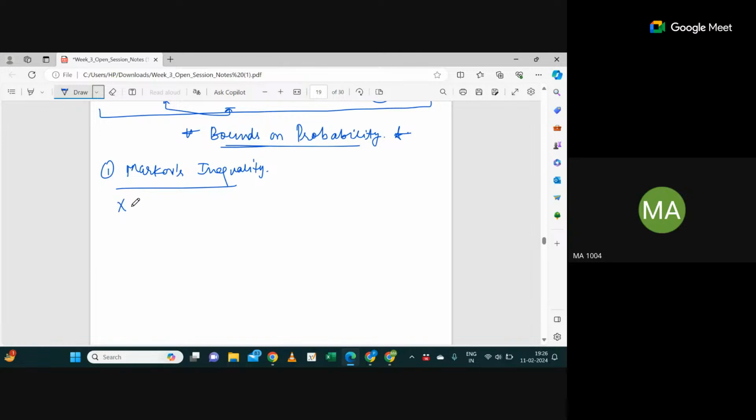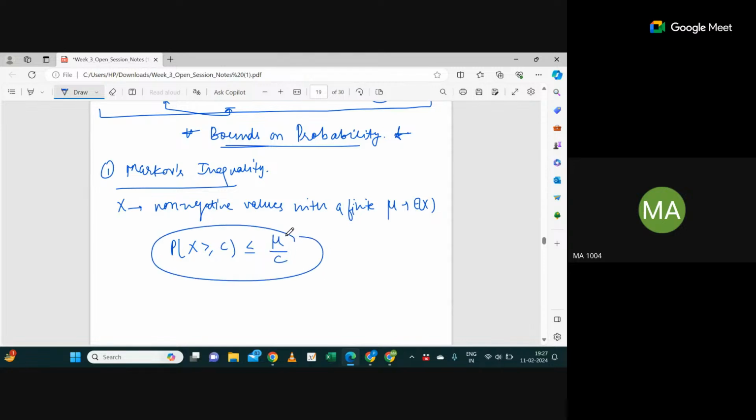Suppose I have a discrete random variable x, which is taking non-negative values, with a finite mu. Finite mu means that mu should exist, that is, it should be less than infinity, where mu is the expected value of x. Then Markov inequality is defined as probability x greater or equal to c is less than or equal to mu by c, where c is a constant.